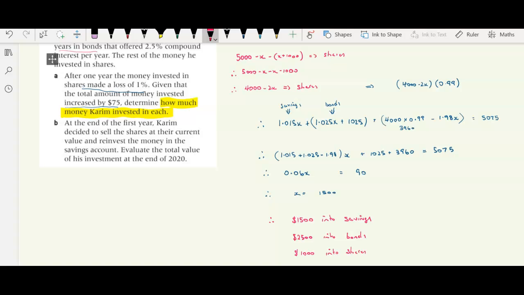Okay, so with that information now, have a go at B yourselves, answers in the back of the book. Hope that helps.